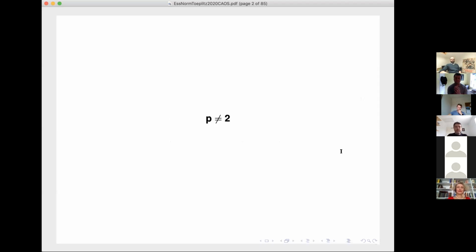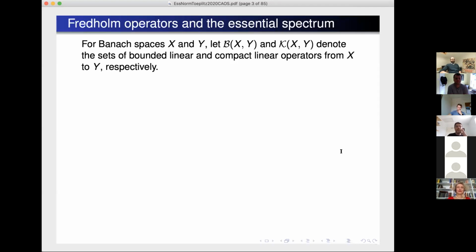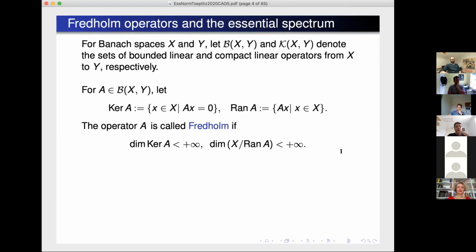Right. So let me first just remind you some notation. If X and Y are Banach spaces, B(X,Y) stands for bounded linear operators, and K(X,Y) stands for compact linear operators from X to Y. Just to remind you of the notion of Fredholm operators: the kernel of an operator is just the set of vectors that are sent to zero, while the range is just the set of values taken by the operator. The operator is called Fredholm if the kernel is finite dimensional and the range is of finite codimension.